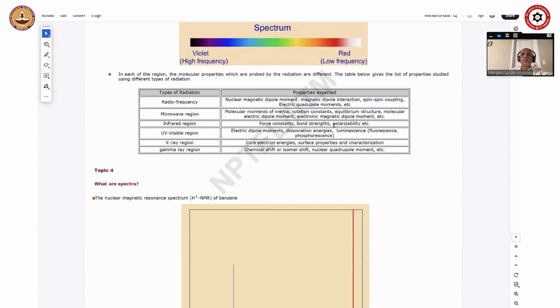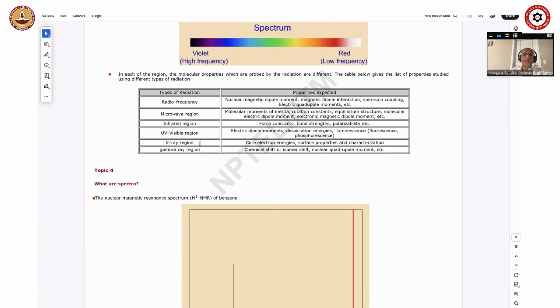The concept of polarizability leads to Raman spectroscopy. I don't know whether we have the time to look at it. Then the UV visible region gives information on the electronic dipole moments, dissociation energies, and the properties of excitation, luminescence, fluorescence, and phosphorescence. Professor Mishra today probably will talk a lot more about some of these things, both qualitatively and quantitatively.